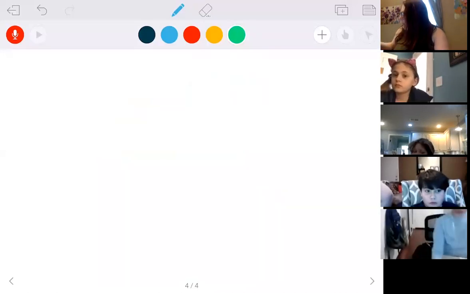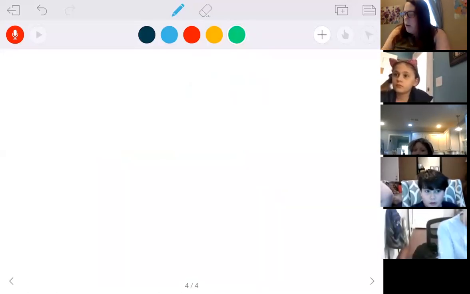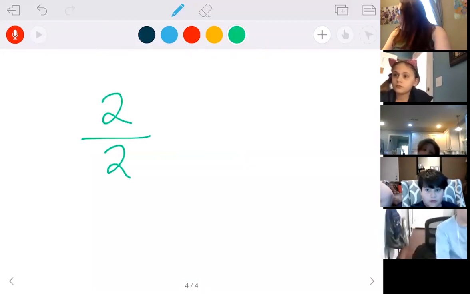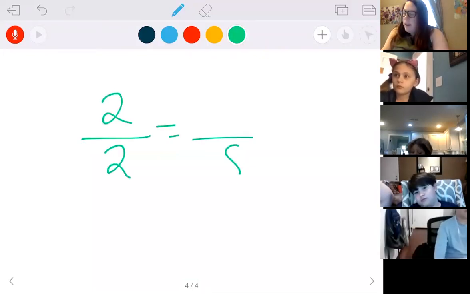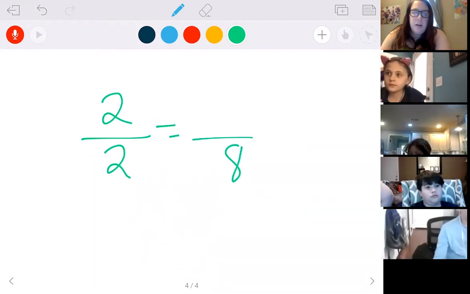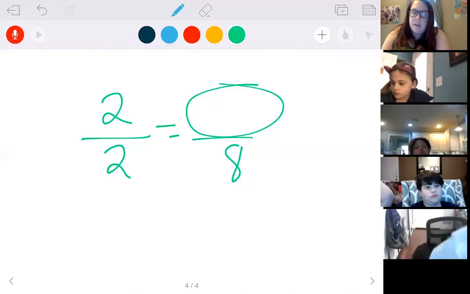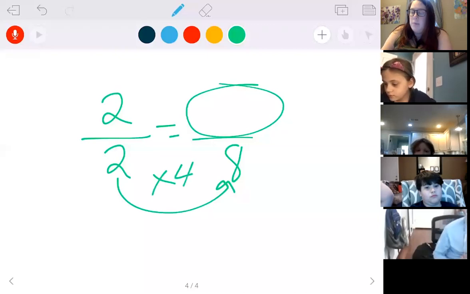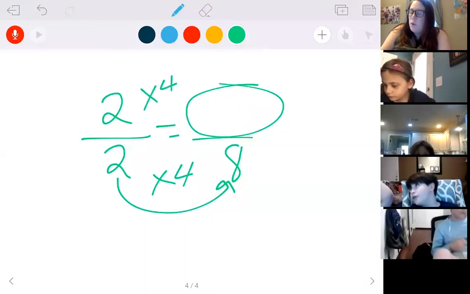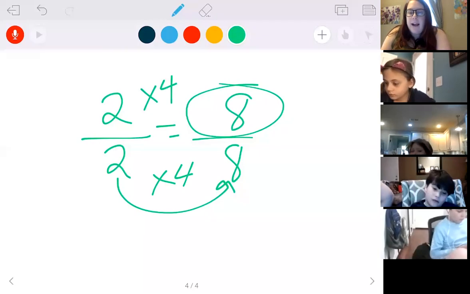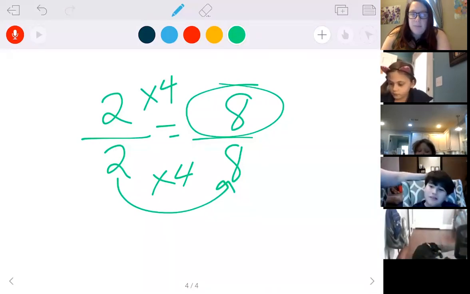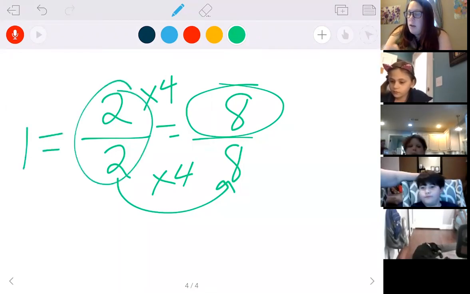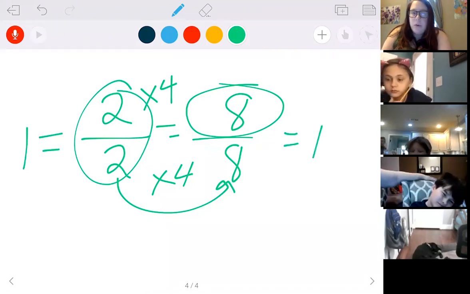If I have 2 over 2, and remember that equals 1, equals blank over 8. We need to figure out what that blank is. So we say 2 times what gives me 8? Times 4. 2 times 4 equals 8. With fractions, you want to do the same thing on the top and the bottom. So this makes sense because 2 over 2 equals 1. 8 over 8 equals 1. So then we can say that they both are equal to 1.